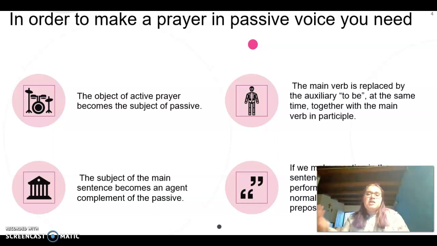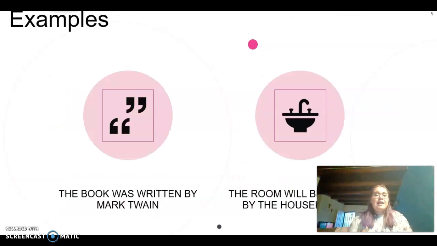The main verb is replaced with the auxiliary to be, at the same time together with the main verb in participle. And the finish is we mention in the sentence the subject that performs the action, with the preposition by. When I am mentioning part two, it's important to use the auxiliary verb because it's a final narration in the complete sentence. And for example, I have two examples.